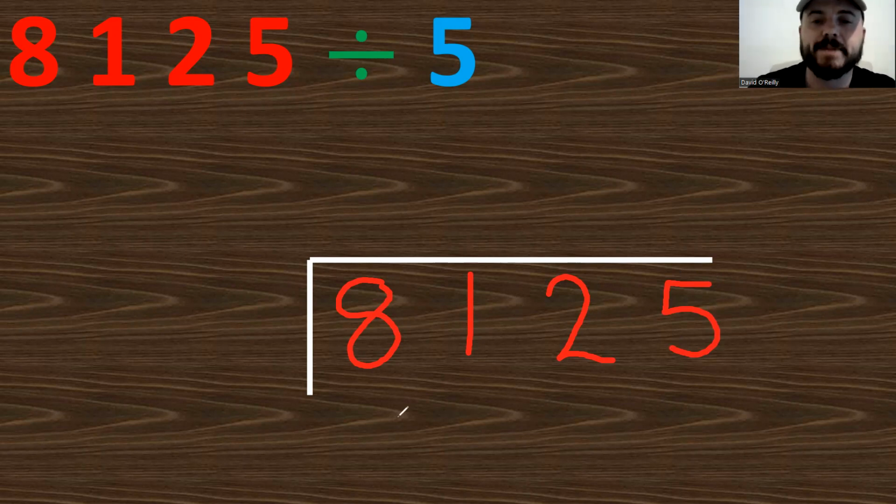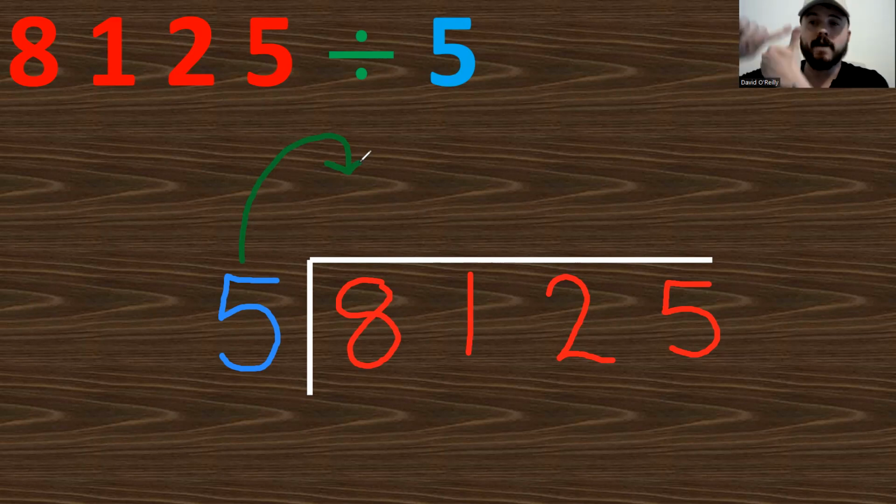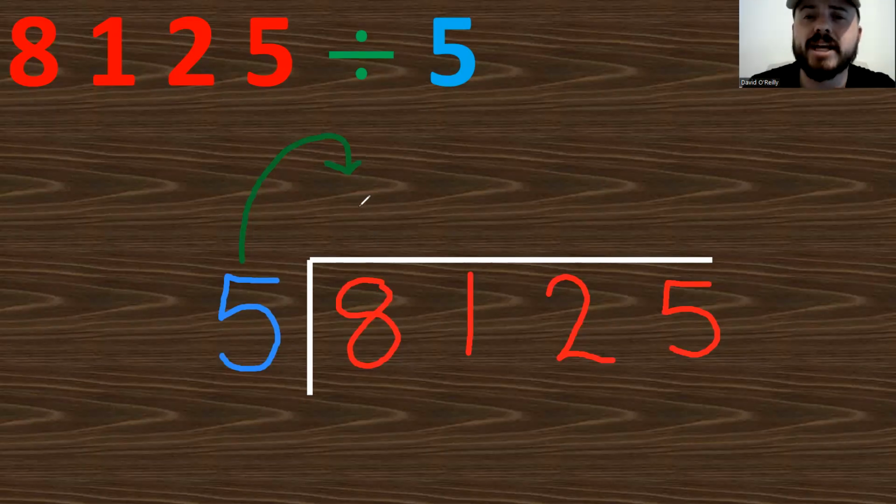Now, the number that it's being divided by is going to go on the outside of the bus stop. Do you see what I've done? I've put the big number that's being divided inside the bus stop and the smaller number that is being divided by outside the bus stop. Then we need to ask ourselves, how many times does the number 5 go into each of these numbers? So we start off by saying, how many times does 5 go into 8? We do have 5 times tables until we get to 8. I can't go to 10, 10 is higher than 8, so I've got to stop at 5. So it goes in one time.